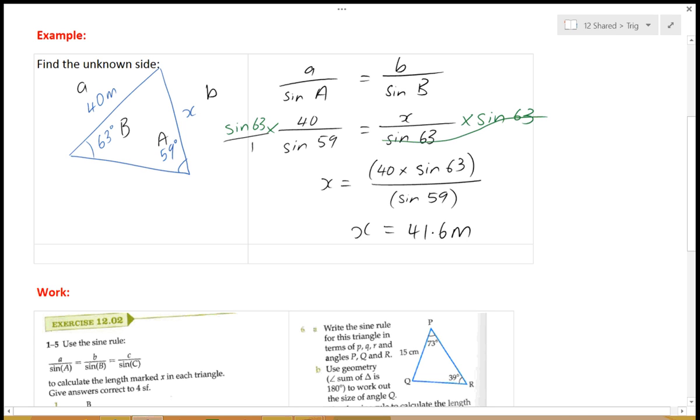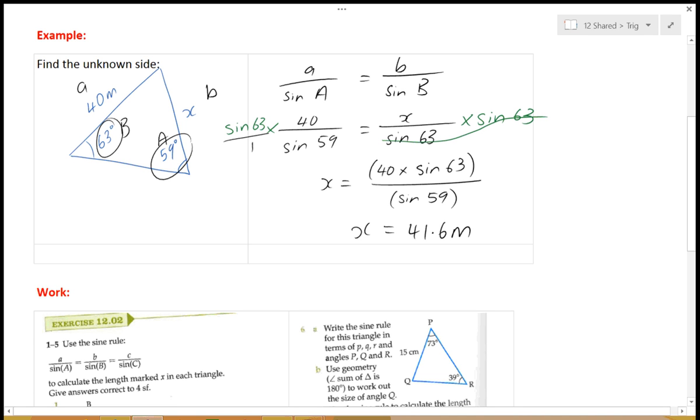It also pays just to check that this answer seems around about right. So given our other side is 40 and our two angles are quite close together in value, does 41.6 sound about right? Yep. If we got something like 100,000, we'd know that we'd probably made a mistake. Alright, this sounds around about right.